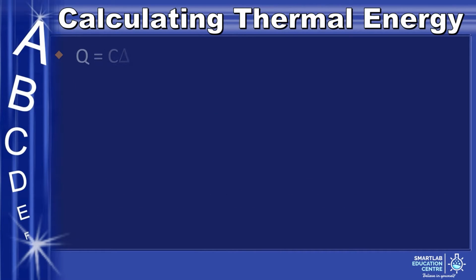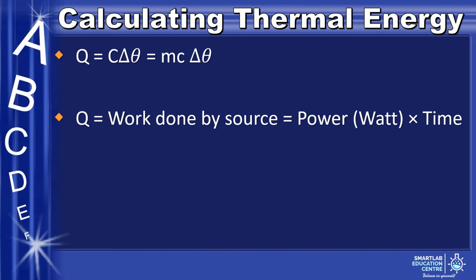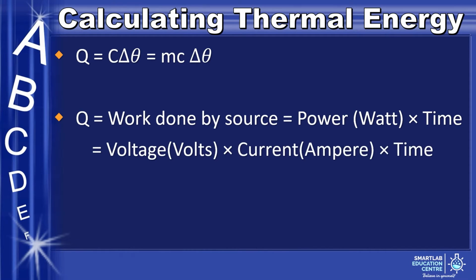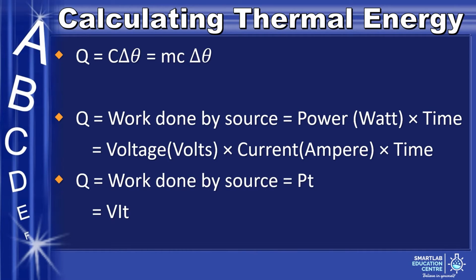Now, we have used heat capacity and specific heat capacity to calculate thermal energy. Before we move on, let us recall the concept of energy changes. Recall that work done by heat energy by a substance can be written as the product of power and time. We can also substitute power as the product of voltage and current. This gives us the formula as shown. These formulas are useful for electronics that convert electrical energy to heat energy.